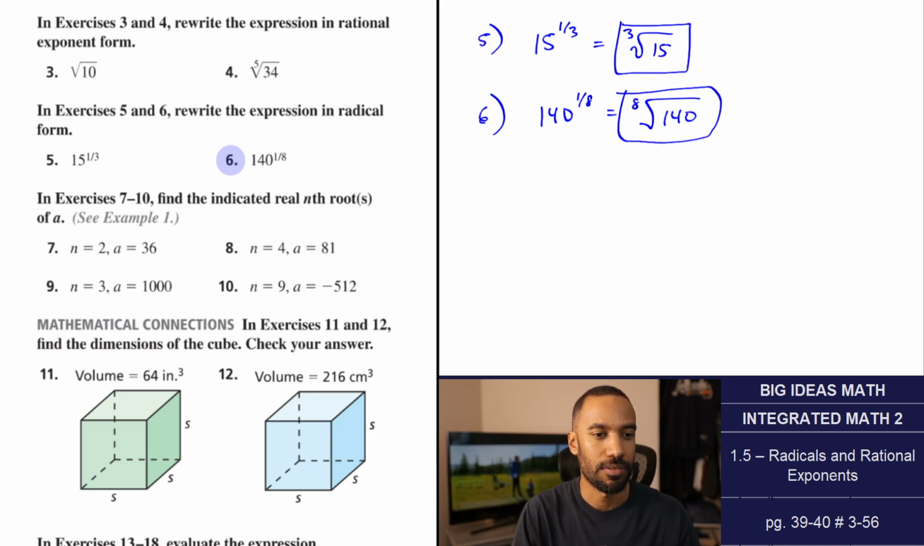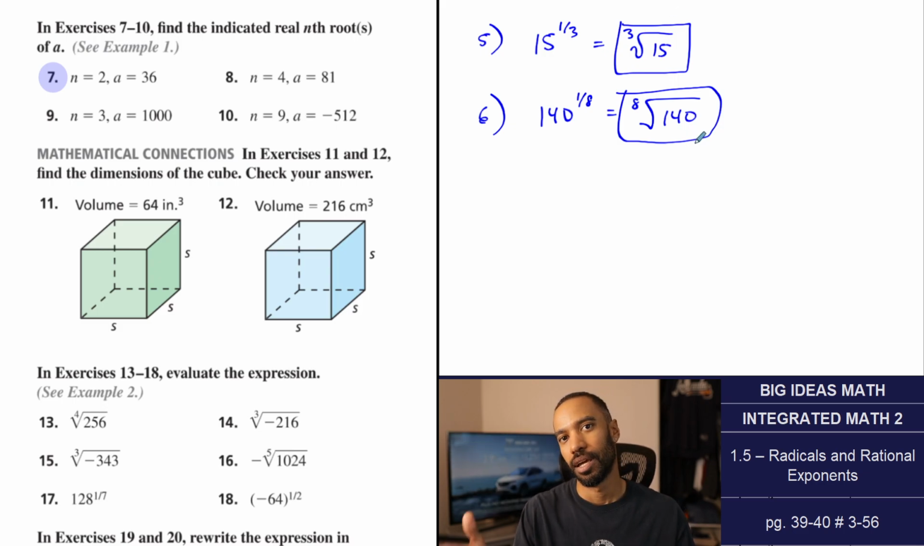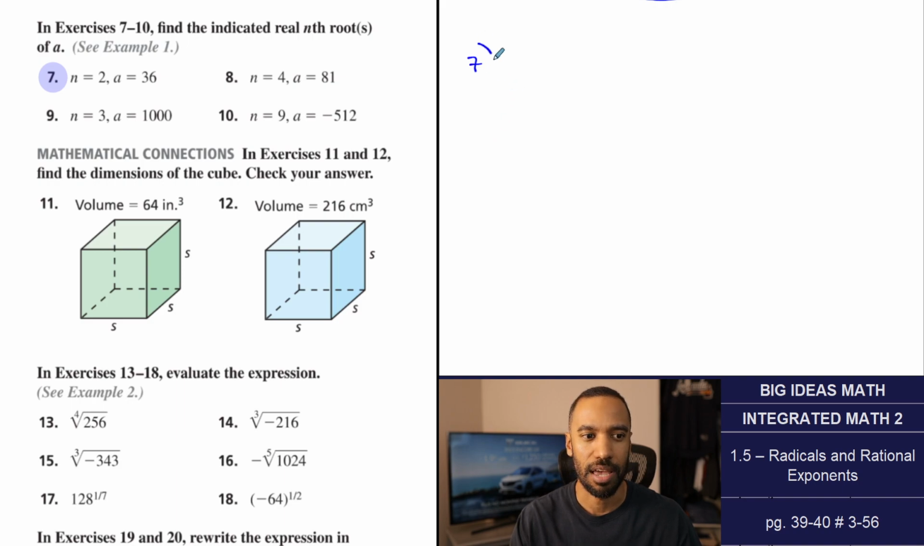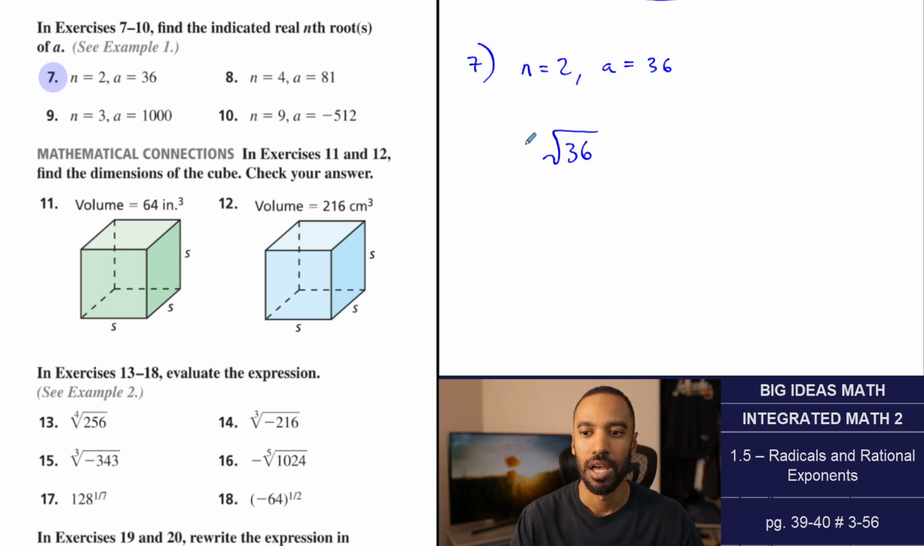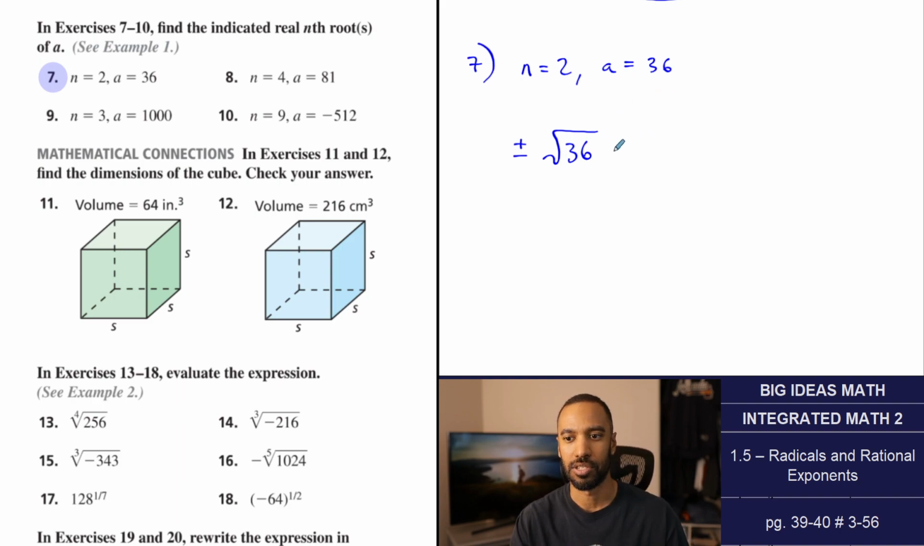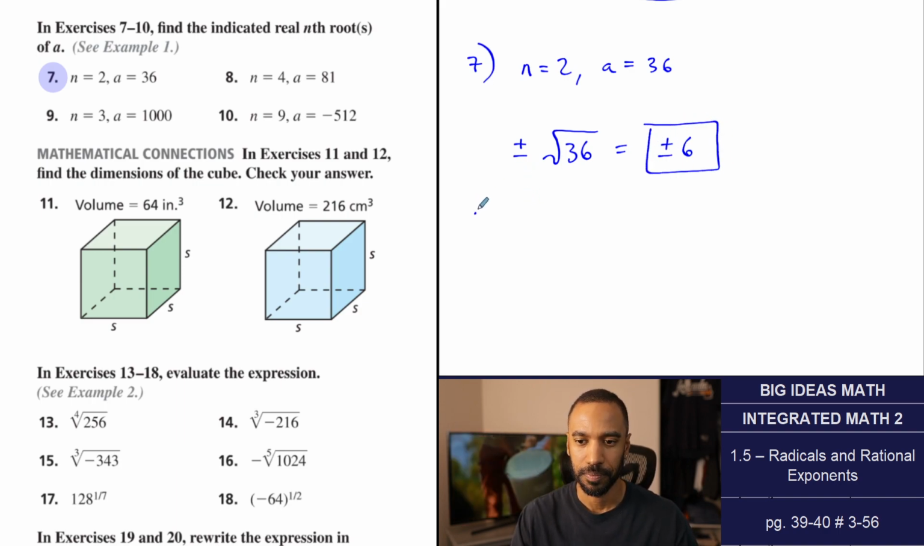7 through 10, let's find the indicated real nth roots of A. So this is where I have to be conscious that if I have an even root, and then I'm talking about A being greater than 1, I have to consider the positive and negative forms of that, and I will be doing that. So number 7 is an example of that, to my knowledge. N equals 2, that is the root. A equals 36. They're asking us to take the second root of 36. But consider its plus or minus form, because the values that you can square to get 36 are positive 6 and negative 6. So those are the two roots of that one.